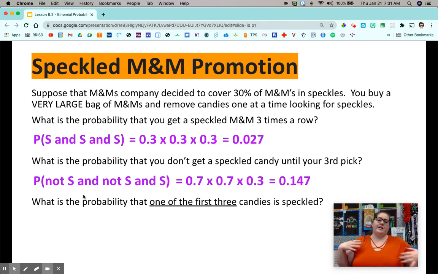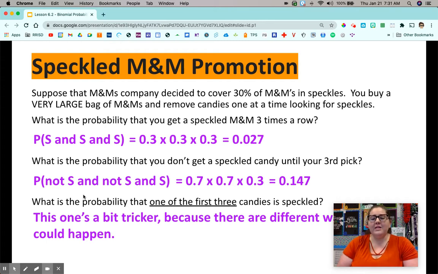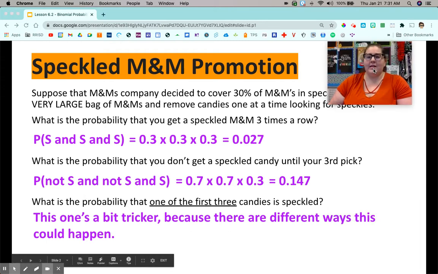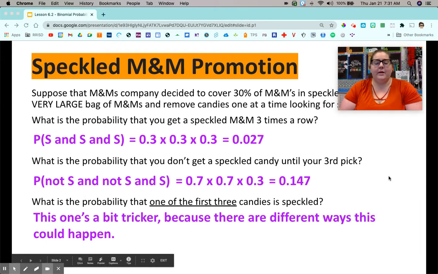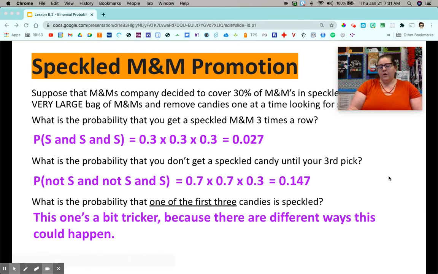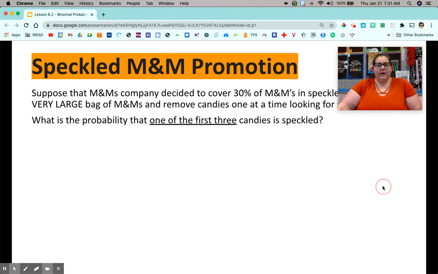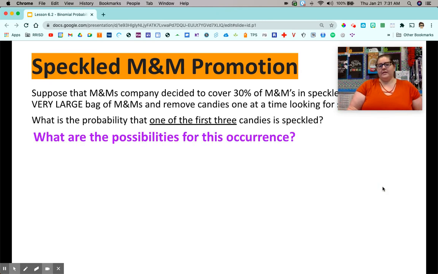So then our third question, and this is going to lead us into what we're actually learning in this unit. What is the probability that one of the first 3 candies is speckled? One of the first 3. Well, that one's a little bit trickier because there are different ways that could happen, right? We could get a speckled M&M first and not the other 2, etc. So the first thing we have to do is start with what are the different ways that this could happen? What are the possibilities for this occurrence? Just that 1 out of 3 is speckled.